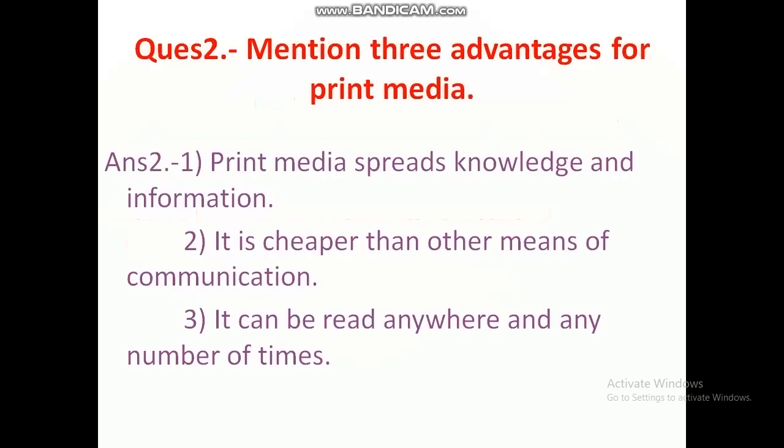Now question number 2, mention 3 advantages for print media. Means printed material, newspaper, books, magazines, these are print media. You have to mention 3 advantages of that. In answer, first point is, print media spreads knowledge and information. Second, it is cheaper than other means of communication. And third is, it can be read anywhere and any number of times, because that is printed, we can read that many times.